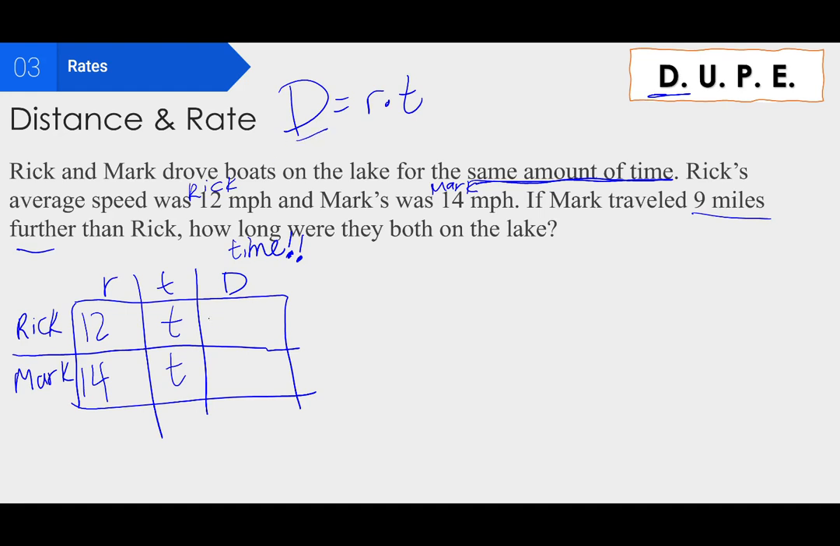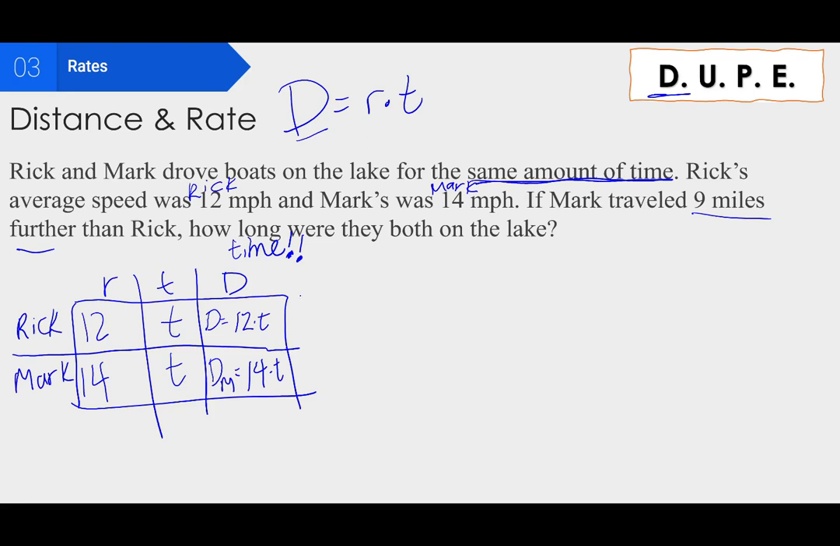Distance equals rate times time. So 12T. Okay. Similar for Mark, except he's got a different distance. The M for Mark is 14 times T. Okay, as is, that doesn't really help us, but we have a piece of information that we haven't used yet, which is the 9 miles further.